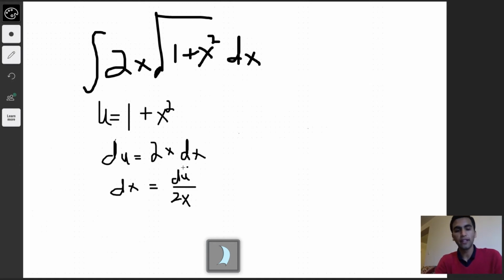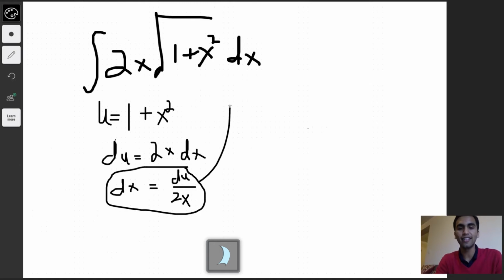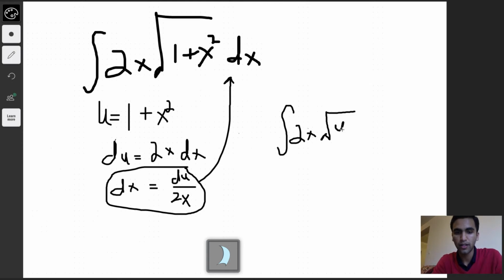So when we substitute this key expression, dx equals du over 2x, into dx, what do we get? We get 2x multiplied by the square root of u, right? Because remember, we substituted in u for 1 plus x squared, so we get the square root of u multiplied by du over 2x.